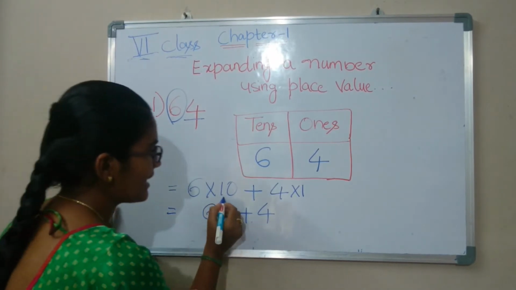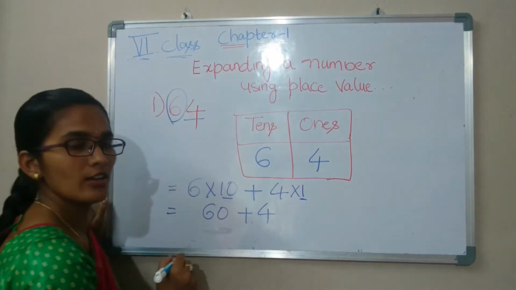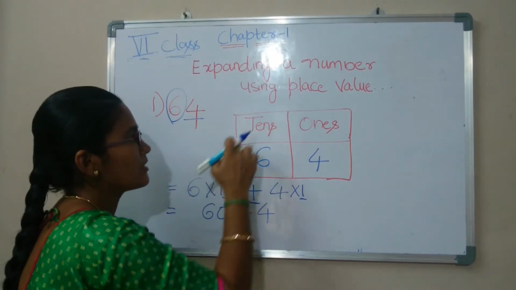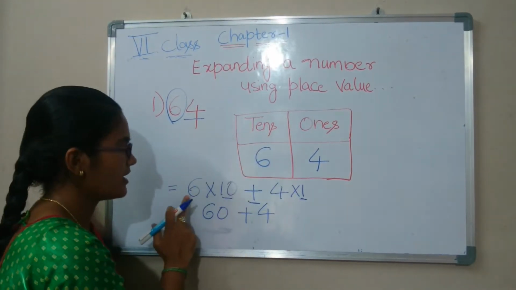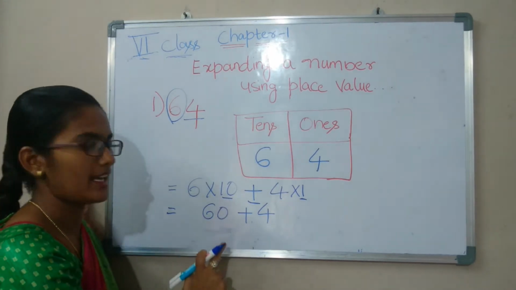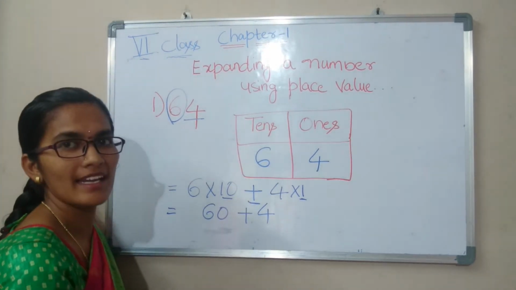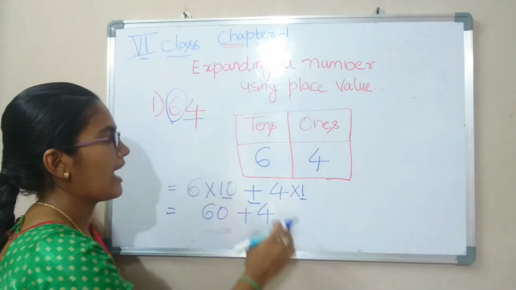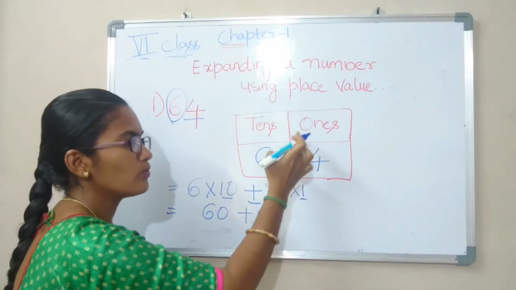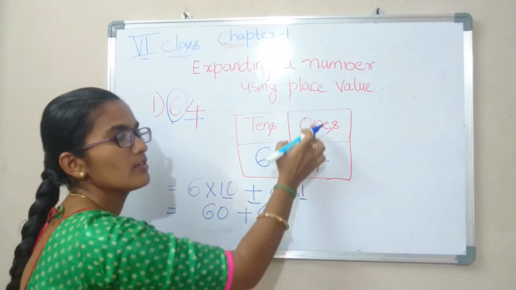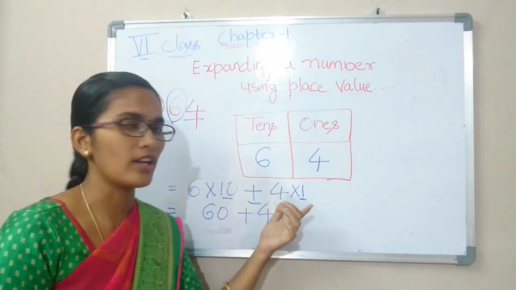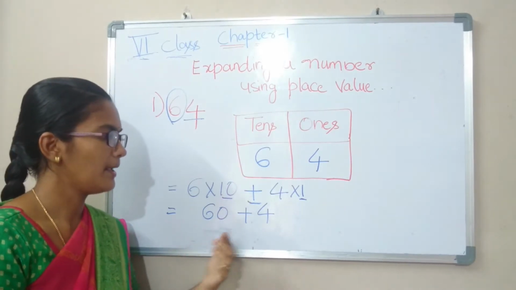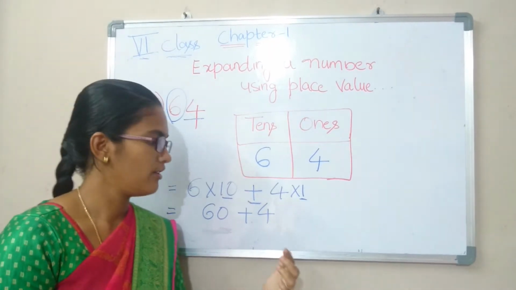Why 10 here? Why 1 here? And why plus here? 6 is in the place of tens, that is why 6 into 10. Plus, because we are expanding. And 4 into 1, because 4 is in the place of ones. 6 tens are 60 plus 4 ones are 4.